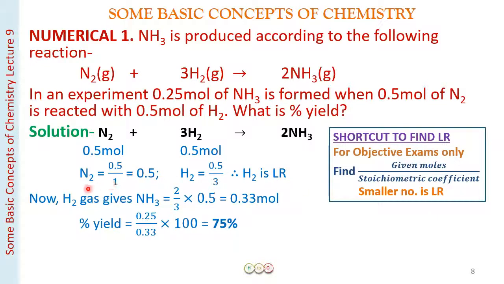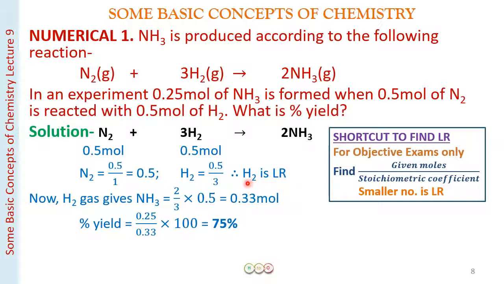So you see with this example, we have nitrogen. So given is 0.5 mole. Stoichiometric coefficient is 1. So 0.5 divided by 1, this is 0.5. For hydrogen, the given amount is 0.5 mole. So divide this by the stoichiometric coefficient 3. So what? H2 is a smaller number. So therefore H2 will be the limiting reactant in this case.